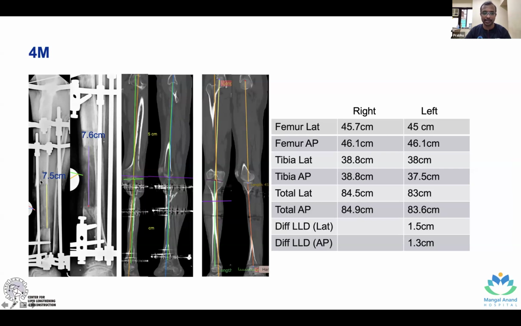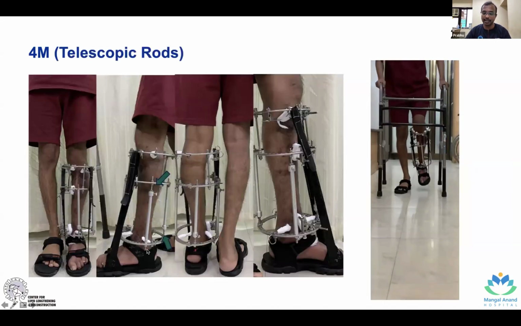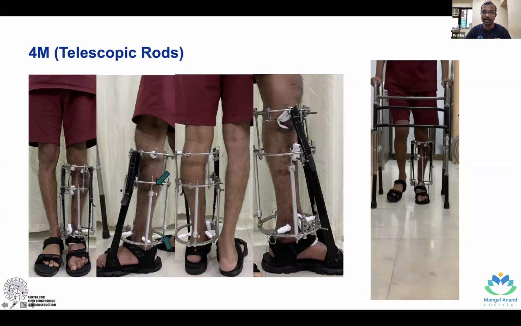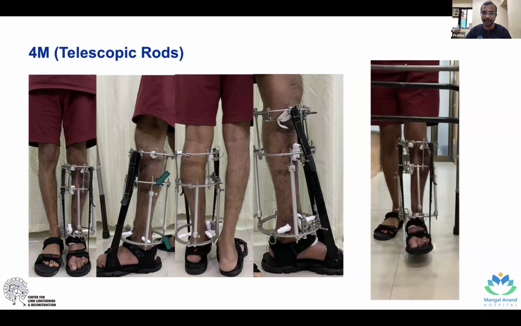Here we can see good consolidation, good quality regenerate has been formed between the proximal and the distal fragment. These were the clinical pictures at the end of 4th month. The straight rods were converted to telescopic rods at that time.